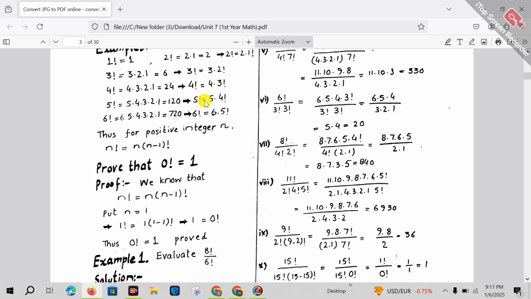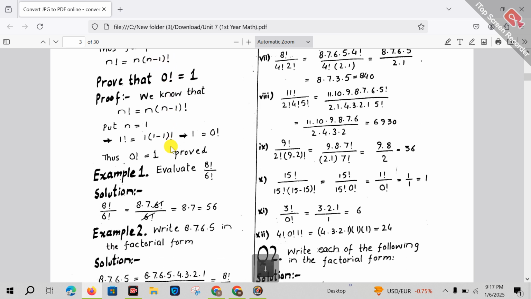Similarly, 6 factorial means 6 as it is, times 5 factorial, since subtracting 1 from 6 gives 5. In the same way, whenever we define n factorial, n comes as it is, and then it will be n minus 1 factorial.